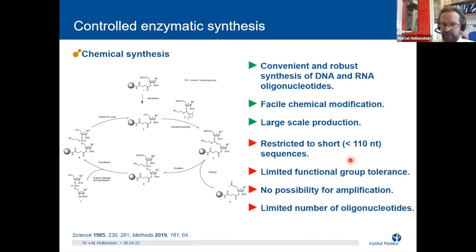On the other hand, this method is restricted to rather short sequences, that is up to 110 nucleotides in length. Also, not all functional groups are tolerated by the rather harsh conditions that are used during synthesis. And obviously, being a chemical method rather than an enzymatic method, there is no possibility for amplification. And the last limitation is that the number of oligonucleotides that can be synthesized at the same spot is rather limited, maybe 10, 20, 30, no more than that. Whereas if you had enzymatic synthesis, you could produce much more.